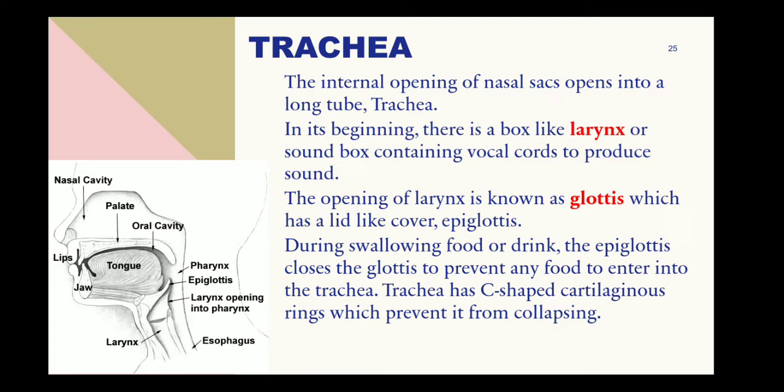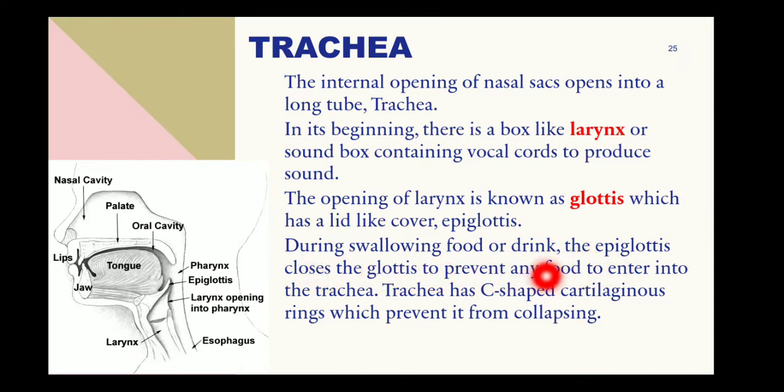So the walls are made up of C-shaped cartilaginous rings, and because of these rings it is able to stay open and ready to receive the air. Otherwise it will collapse, it will shut down, the walls will join together. So they don't join together because of the presence of the C-shaped cartilaginous rings.